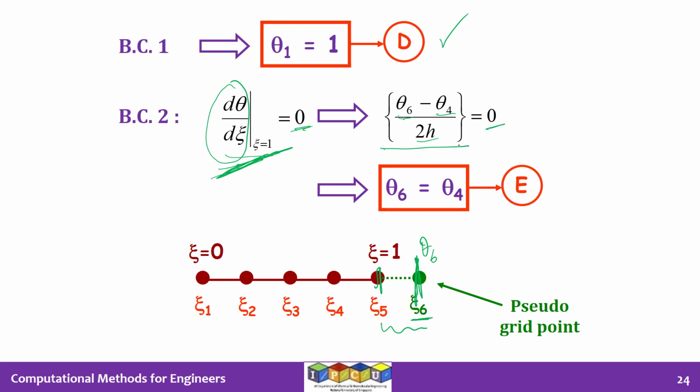And since this equals 0, I can write theta 6 is equal to theta 4, which I label as equation E. So we have equations A, B, C, D, and E. We have 5 equations, but now we have 6 symbols: theta 1, theta 2, theta 3, theta 4, theta 5, and the new theta 6. So we have really not solved the problem. We have increased the symbols by 1 and the number of equations by 1. That has not solved the problem for us yet.